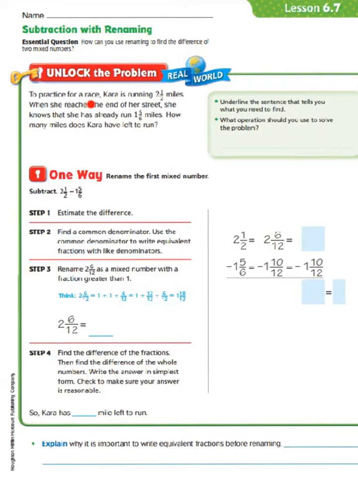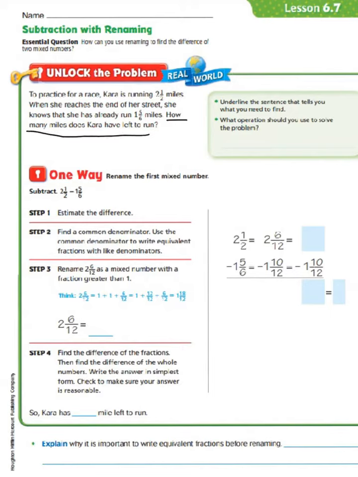To practice for a race, Kara is running 2 1/2 miles. When she reaches the end of her street, she knows that she has already run 1 5/6 miles. How many miles does Kara have left to run? Well, let's think about a few things. First off, let's underline the sentence that tells you what you need to find. Well, that's always going to be our question sentence. So let's underline how many miles does Kara have left to run?